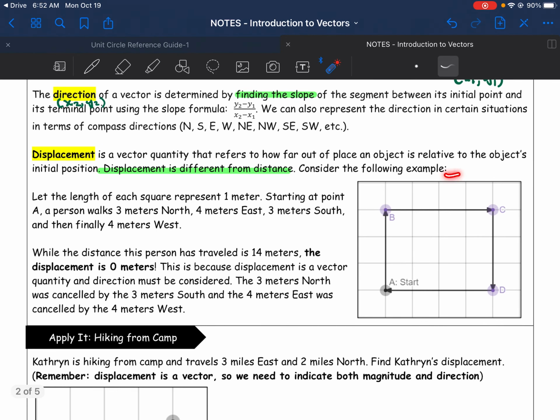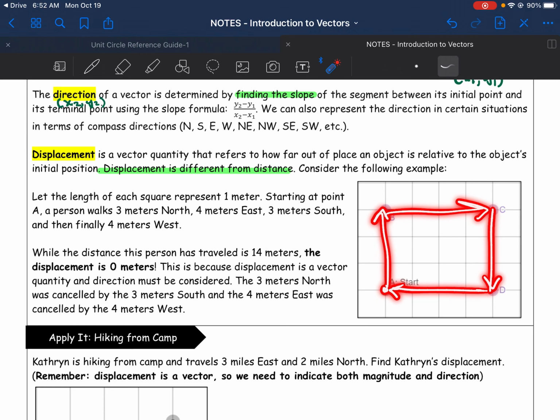So let's say that in this example right here, each square is going to represent 1 meter in length. So starting at point A, here's our initial position. A person walks 3 meters north. We can see that because there's 1, 2, 3 square lengths. 4 meters east, 3 meters south, and then 4 meters west. Notice that the starting position is also the ending position.